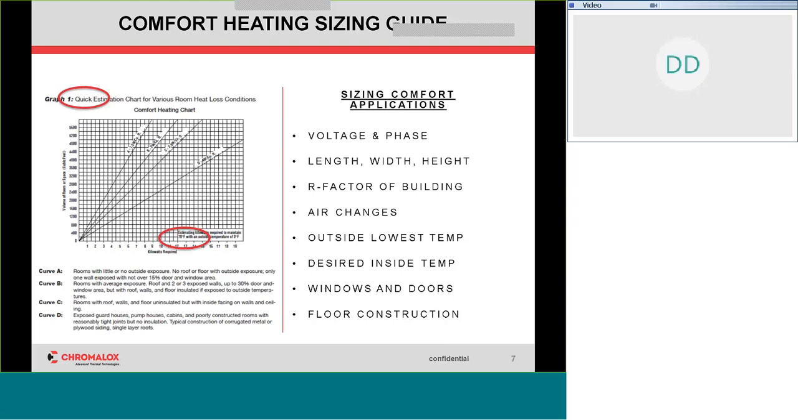Now, the A, B, C, and D are the extreme of the heat loss. So it basically describes the type of room we're talking about. Either it's an inside room, or an outside room uninsulated, or in the case of D, which a lot of us are going to come across, these are industrial applications a lot of times. These are guard shacks, steel buildings, warehouses. You fall into that graph.